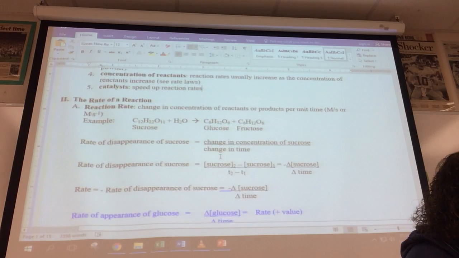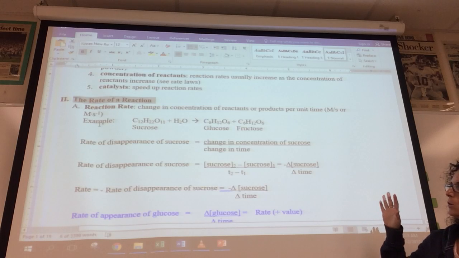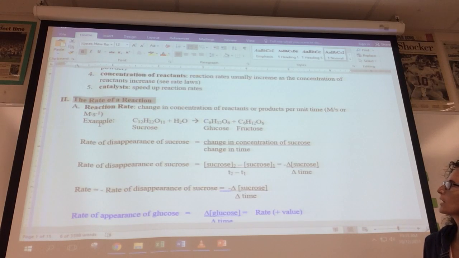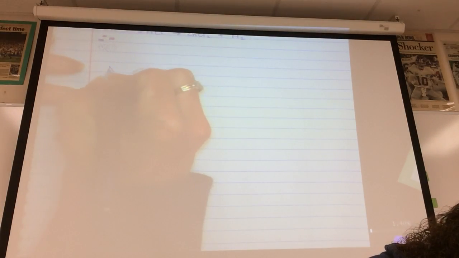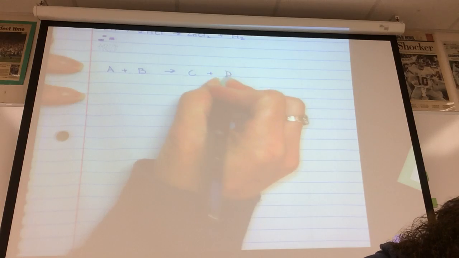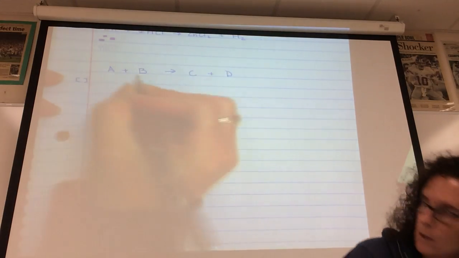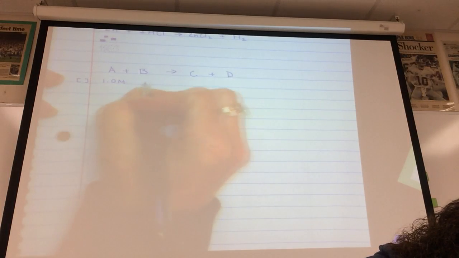What we first want to make sure we can do is write rate equations. So if we want to look at reaction rate, typically what we look at is the change in concentration of reactants or products per unit time. So for example, if I just had any old equation, I would start out with reactants. Let's say I had 1 molar here, and let's say I had 8 molar here.